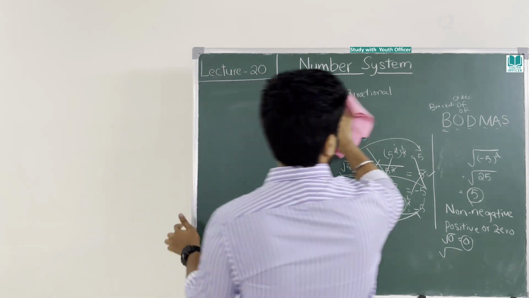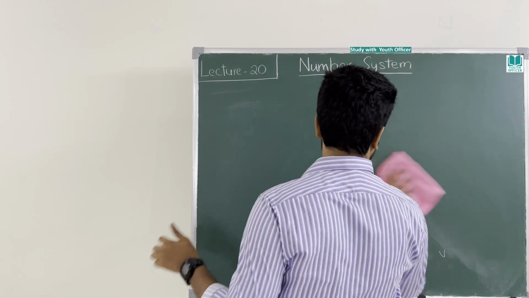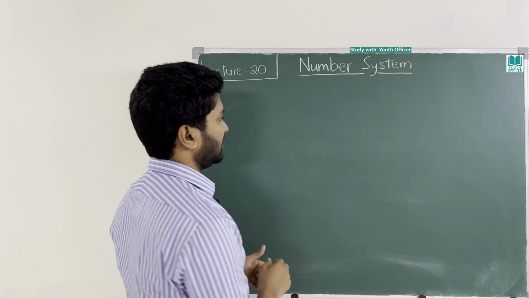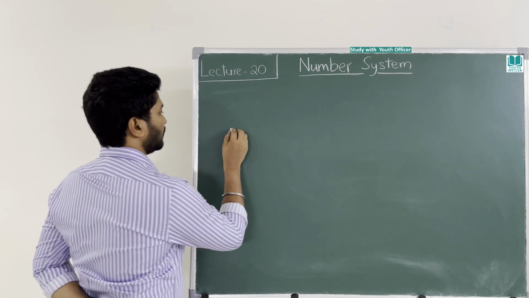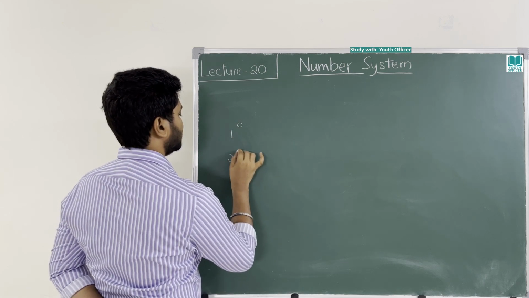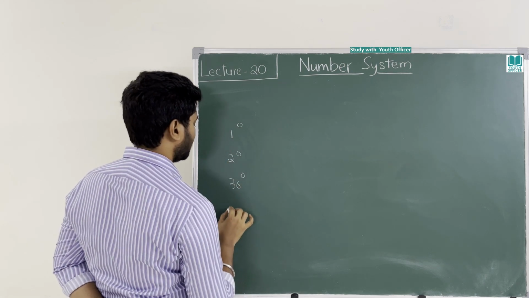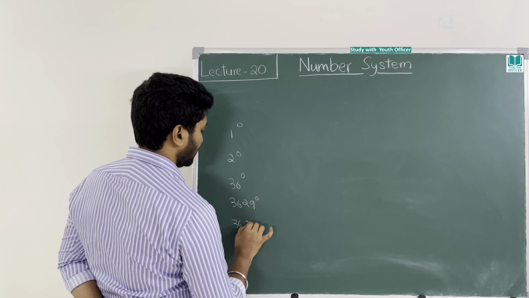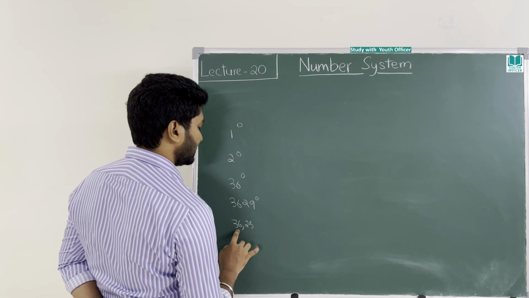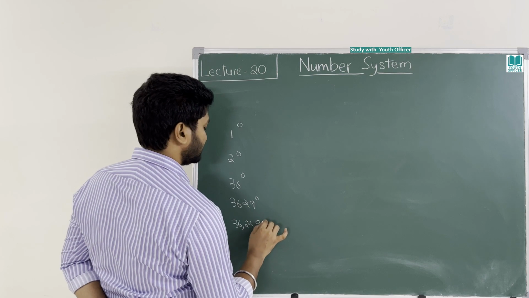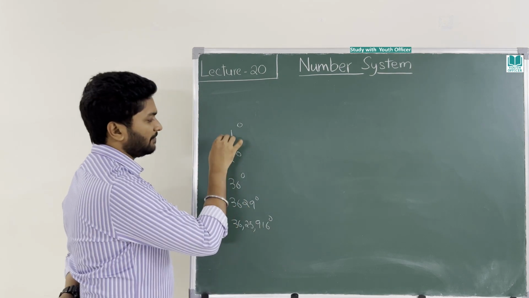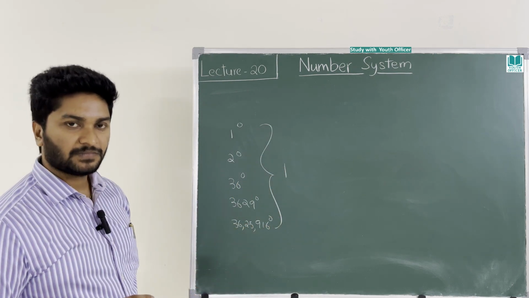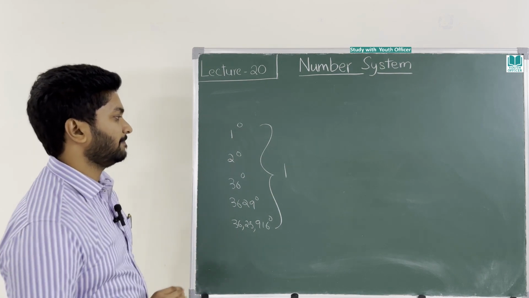Okay, now I want to teach any number. Let us take 1 power 0 or 2 power 0, or 36 power 0, or 3629 power 0, or 36 lakhs 25,000 power 0, or 916 power 0. Any number power 0 if you take, the answer will be 1. Yes, the answer will be 1.